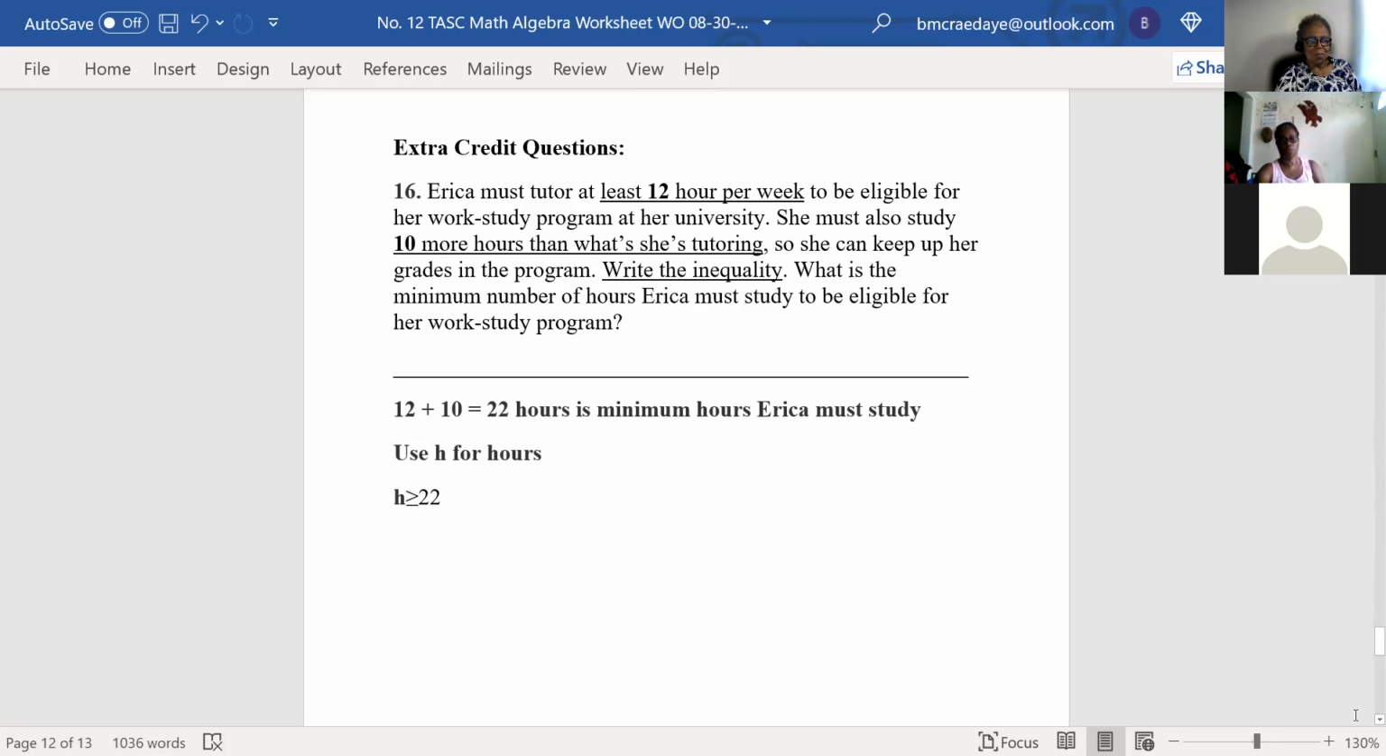So then I put H, which is hours. Okay, let's stop right there. Vanessa, do you know why she added 12 and 10? Yes, I said Erica tutors because she had already studied at least 12 hours per week. They said for her to be eligible for her work study program, she must study an extra 10 hours more. That's right. And at least means greater than or equal, right? Yes. So 12 hours plus an additional 10 study hours. So she's tutoring 12 and she must study for 10 more hours. And that's how Maureen got the 22.